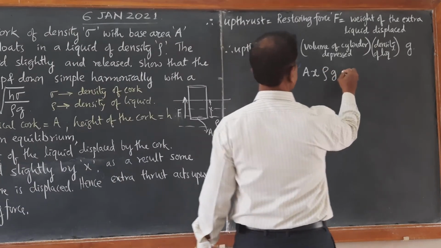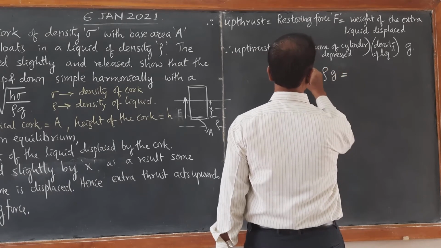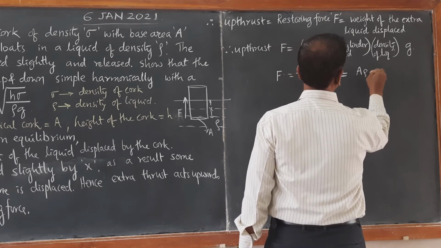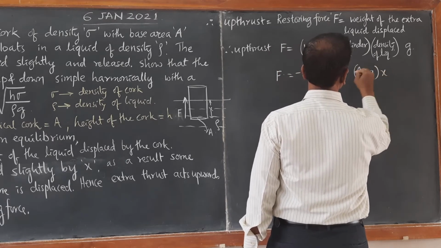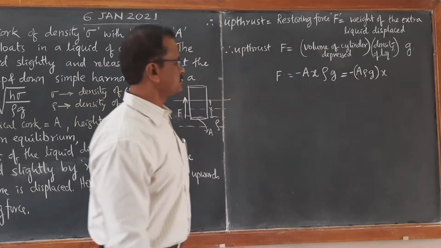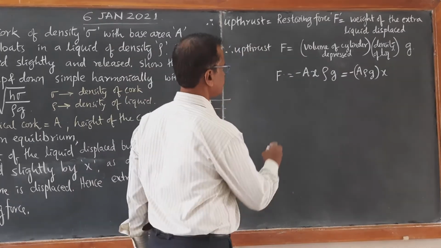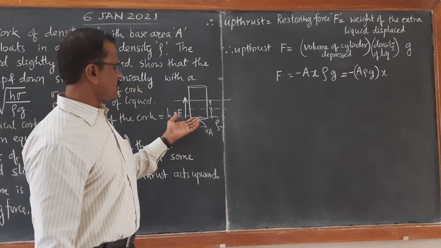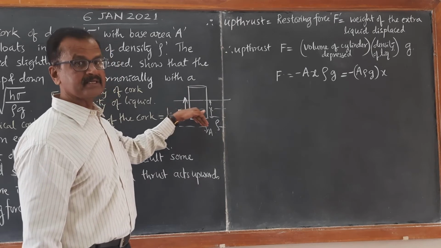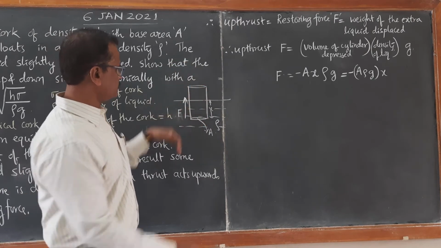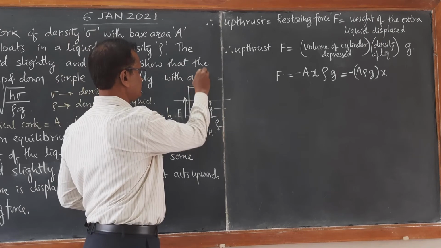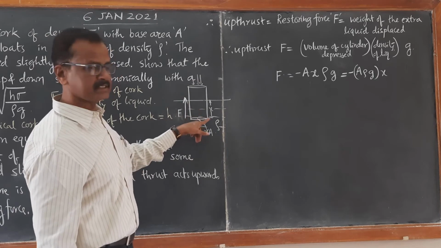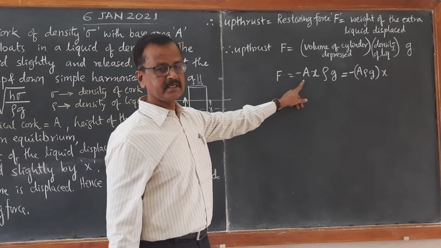Therefore, from this I can write it as negative A rho g into x. The negative sign symbolizes that it is a restoring force which is opposing the slight depression. The slight depression here, by exerting the pressure, is depressed into a small displacement x. So this upthrust opposes this displacement. Therefore, the negative sign is taken.